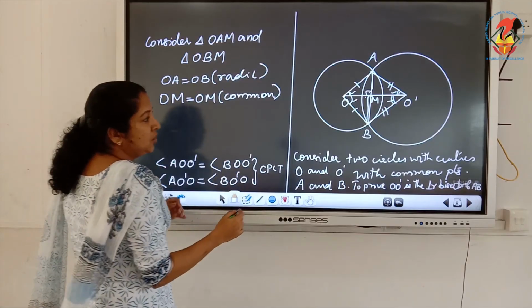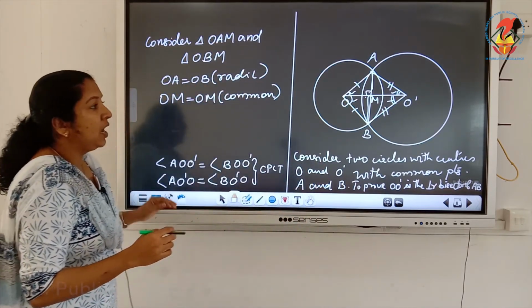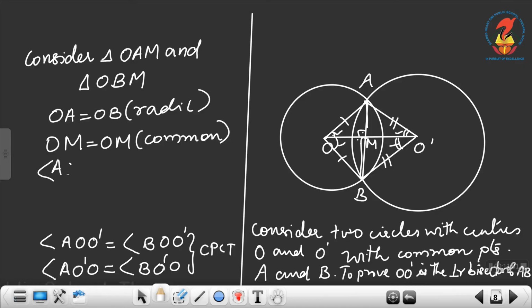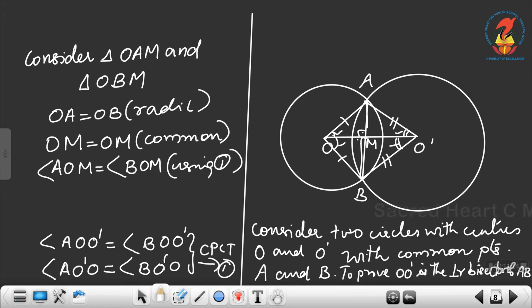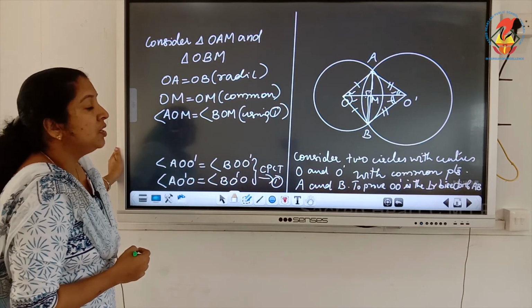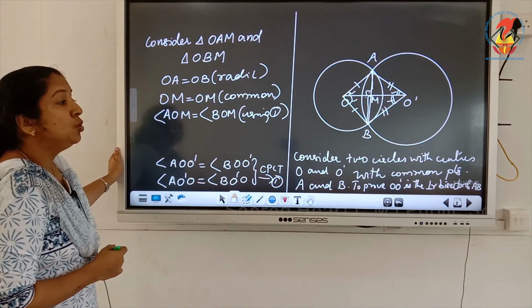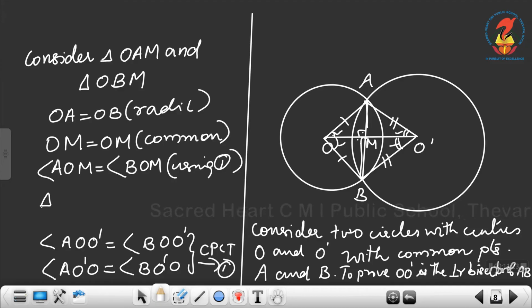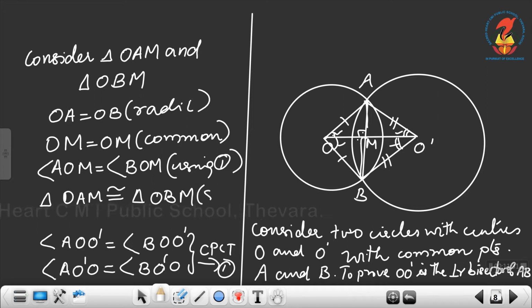What's the next one which we can use? We can use this. Angle AOM is equal to angle BOM using the CPCT, equation 1. Using 1, what we can say, triangle OAM is congruent to triangle OBM using SAS criterion.